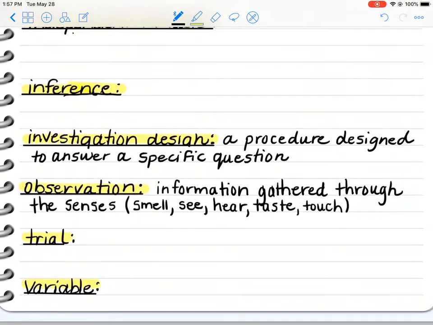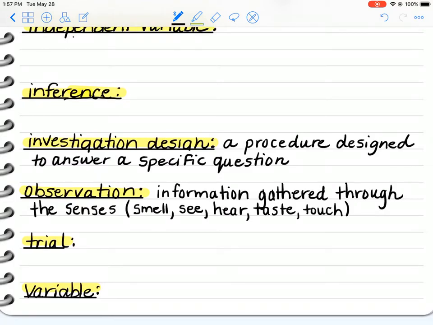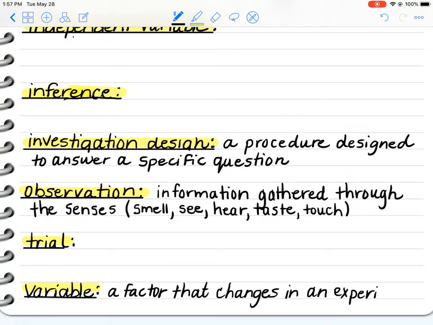So to set up an experiment, you have to have variables, and this is the very last term. A variable is a factor that changes in an experiment. Okay. So for example, in our story, the variable, or one of them, will be the type of soda.